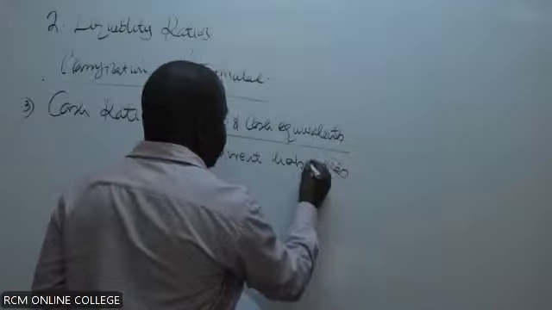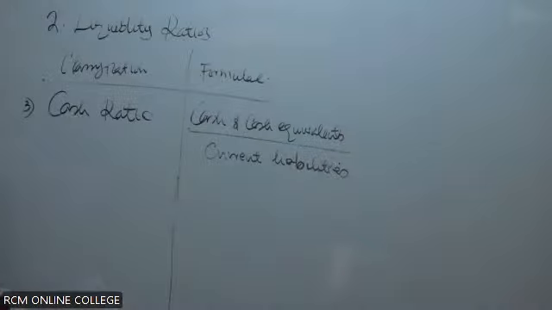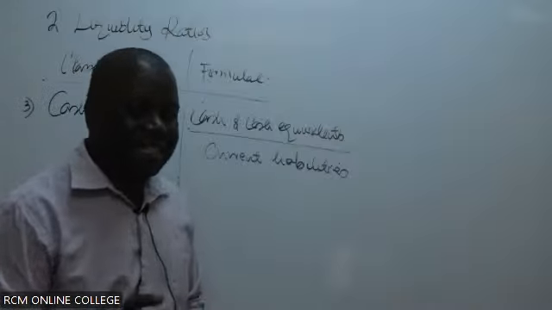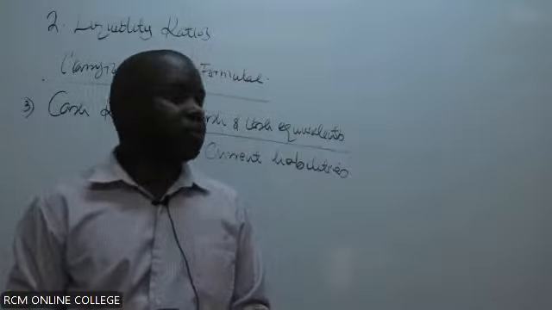You divide by the current liabilities. Of course, when they talk about cash here, they simply mean what you have in terms of cash at hand and what you have in your bank account. So that is cash here.